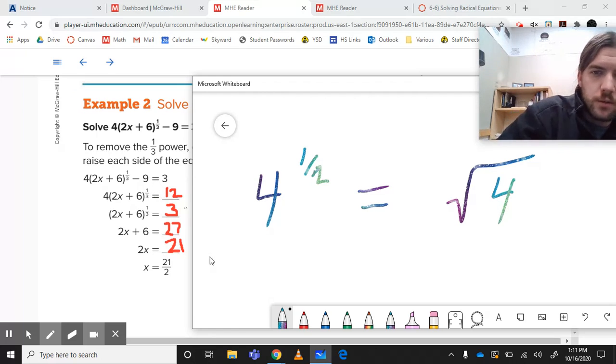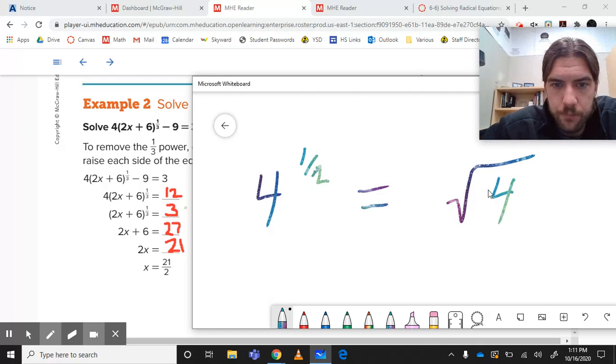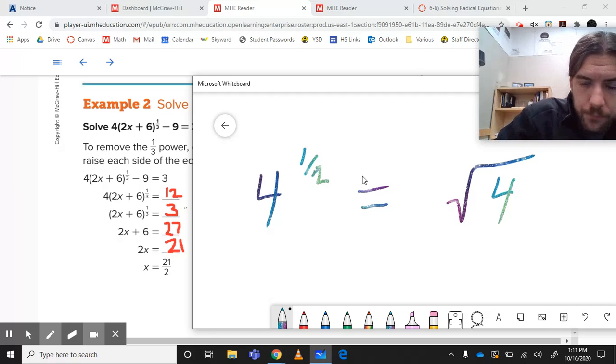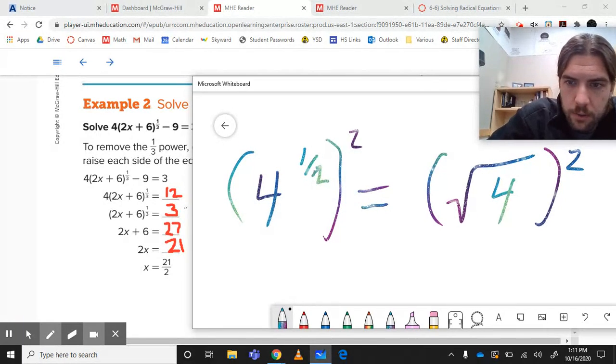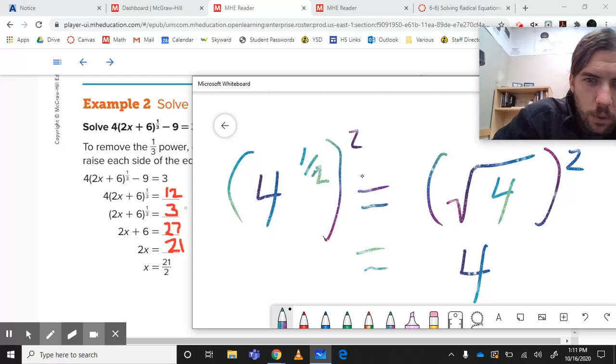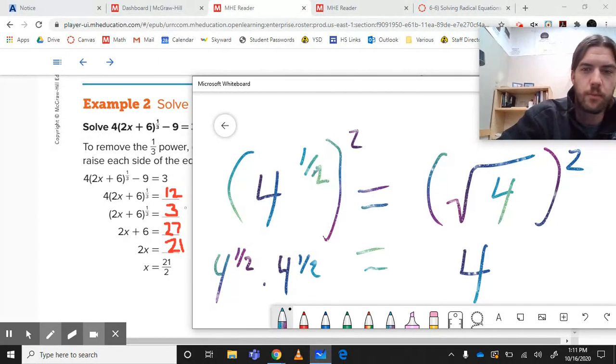Well, let's do that. If we have the square root of 4 and we say that is equal to 4 to the 1/2 power, we're just going to say that's true for now. What happens if we square both sides? If I square this side, I square this side. Over here, the square root of 4 squared, by definition, is undoing that operation. We just get 4. And over here, we get 4 to the 1/2 times 4 to the 1/2. Well, what do I do with that information?